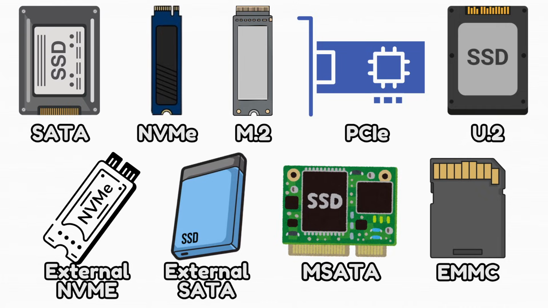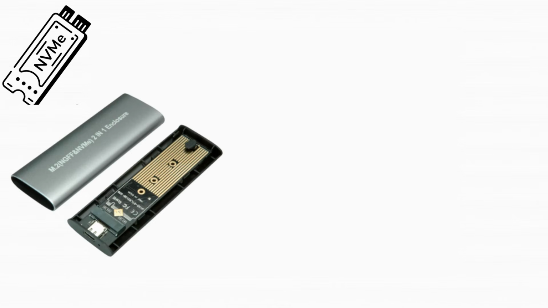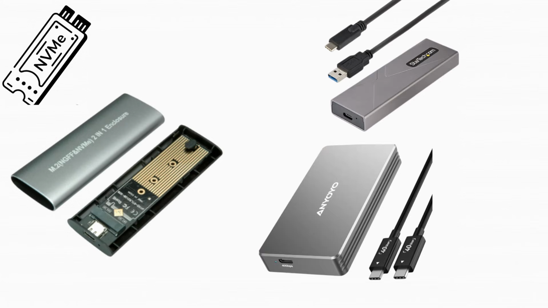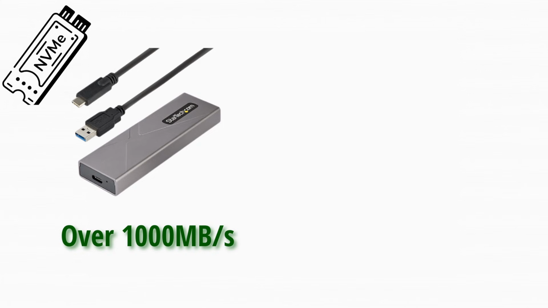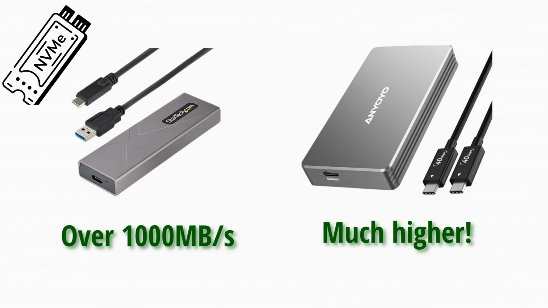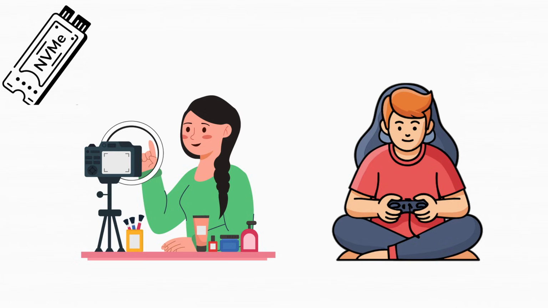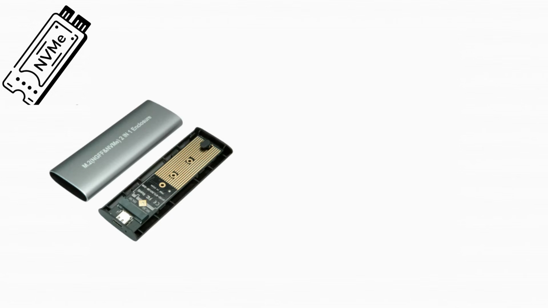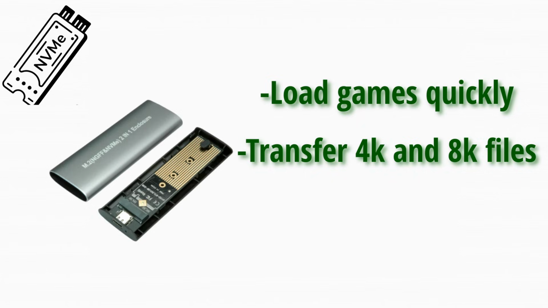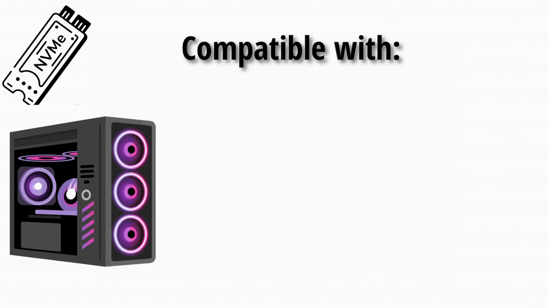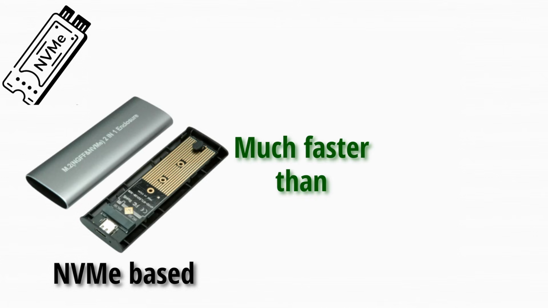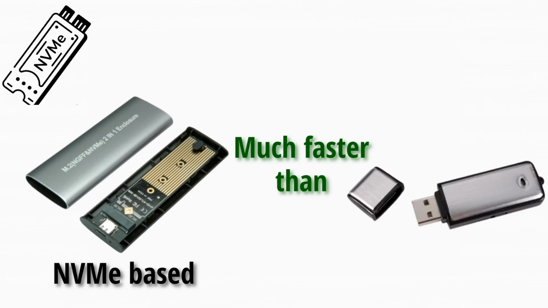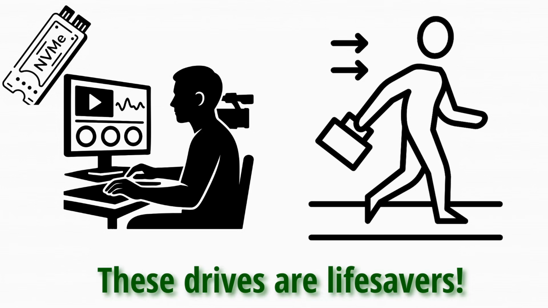Next on the list, external NVMe SSD. External NVMe drives are basically NVMe SSDs inside a small USB-C or Thunderbolt enclosure. They offer super high speeds, often over 1,000 megabytes per second, and sometimes much higher with Thunderbolt. They're perfect for creators, gamers, and anyone who needs fast portable storage. These drives load games quickly, transfer 4K and 8K files instantly, and work across PC, console, and even phones. Because they're NVMe-based, they're much faster than old-school USB hard drives. If you edit videos on the go, these drives are lifesavers.